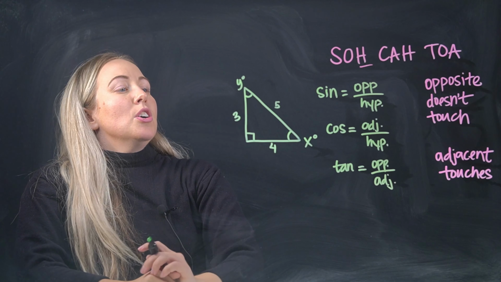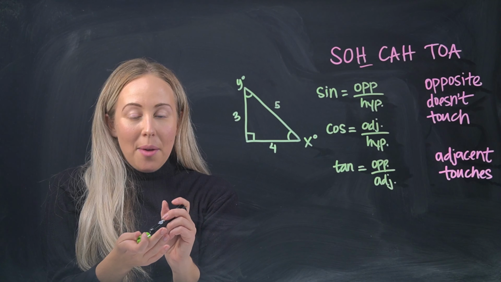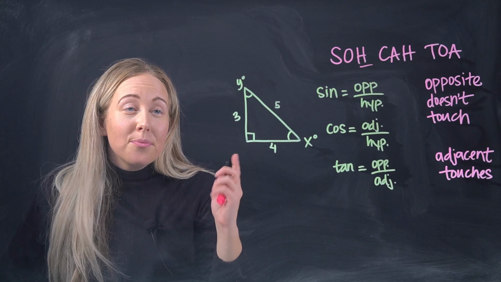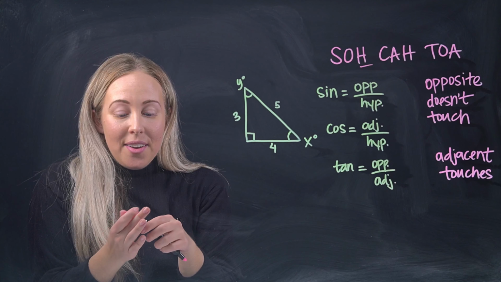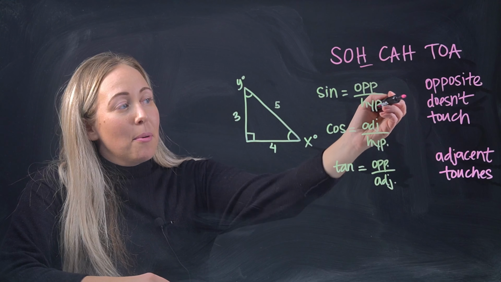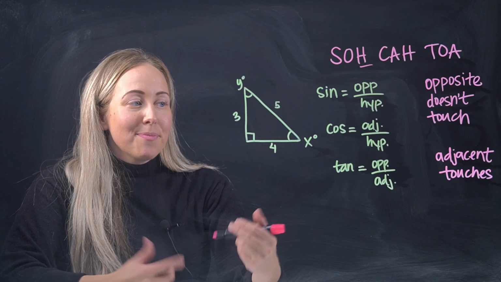Okay, awesome. So let's take a look at a couple of examples, because this is really it. This is all you need to know. In order to find the sine, cosine, or tangent of an angle, you just have to know SOH CAH TOA. You just have to know which side's opposite. Remember, opposite doesn't touch, adjacent touches. All right, so let's do it.